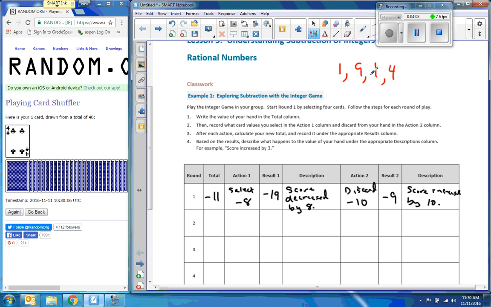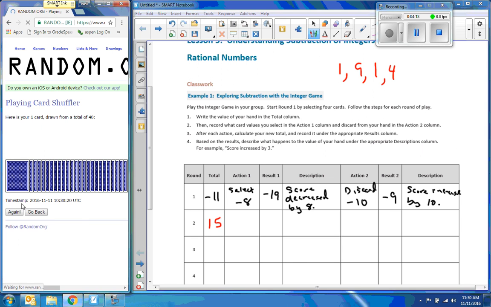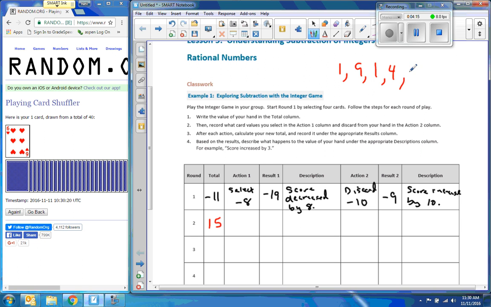So I'm going to take those 4 cards and total them up. 1 plus 9 is 10, plus 1 is 11, plus 4 is 15. So my total is 15, and I draw a card. The card I drew was a negative 6. So I'm going to subtract 6. So I selected a negative 6. My result is 9 because 15 minus 6 is 9.